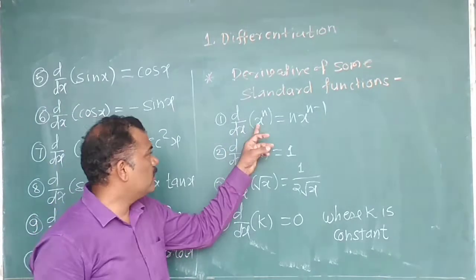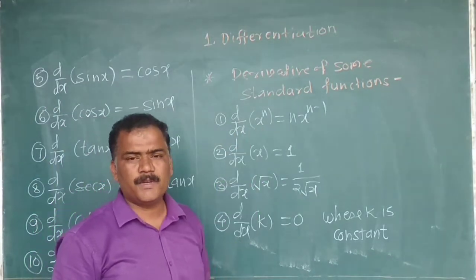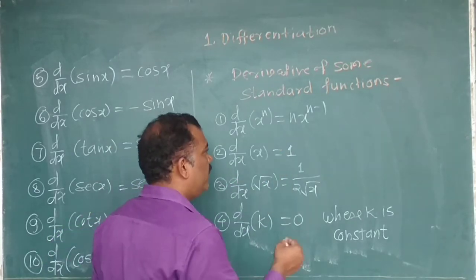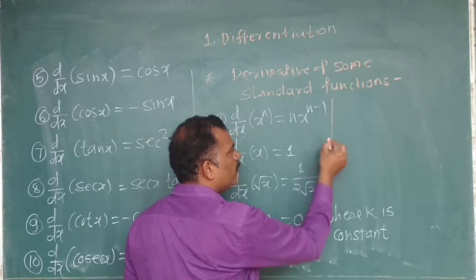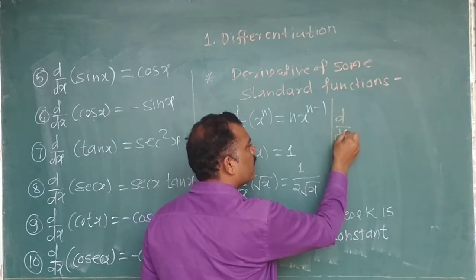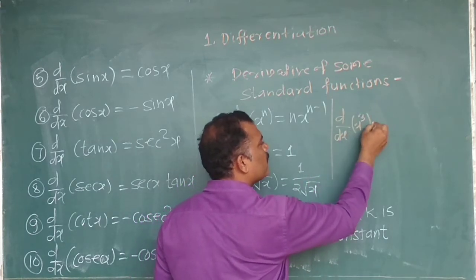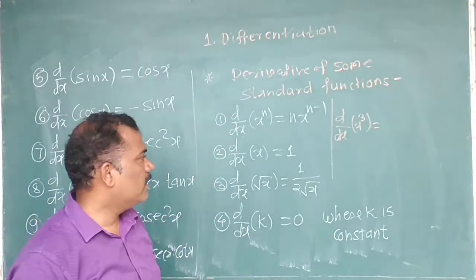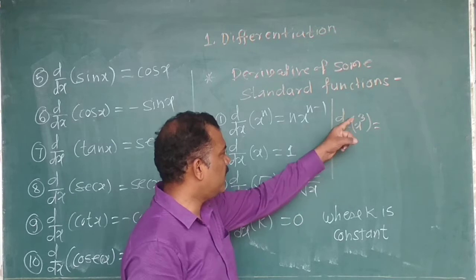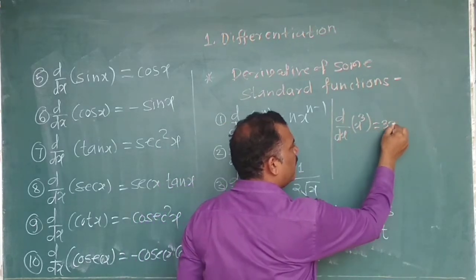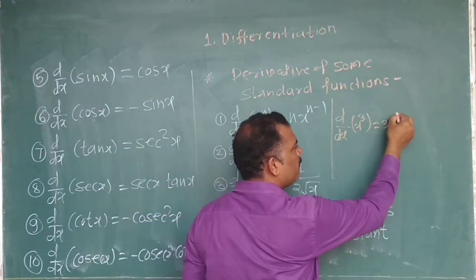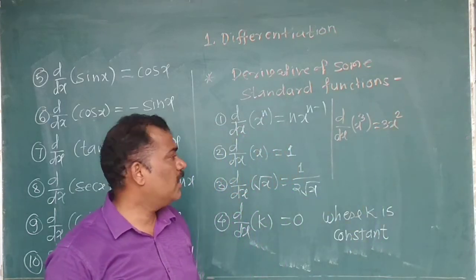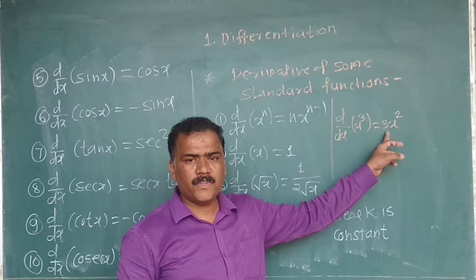Now we have to discuss some examples on the derivative of power functions. For example, suppose d dx of x raised to 3. What is the value of n? 3. By using this formula, take this power 3 as it is and subtract 1 from the power, that is 3 minus 1, that is 2. The derivative of x raised to 3 is equal to 3 into x square.